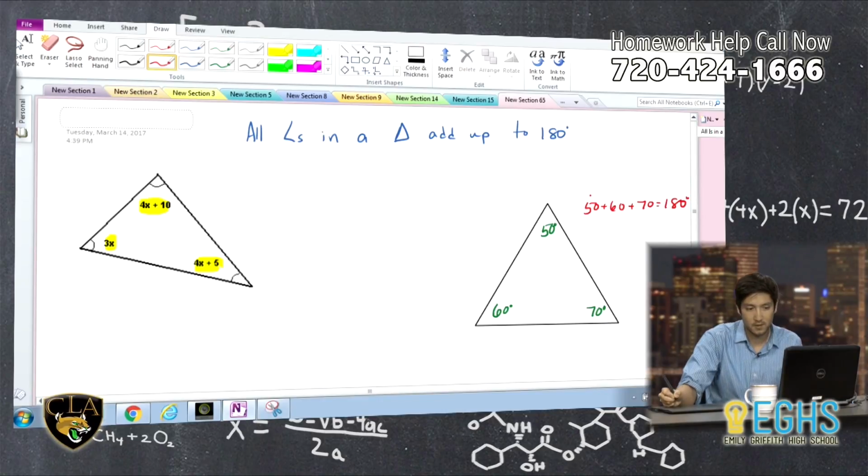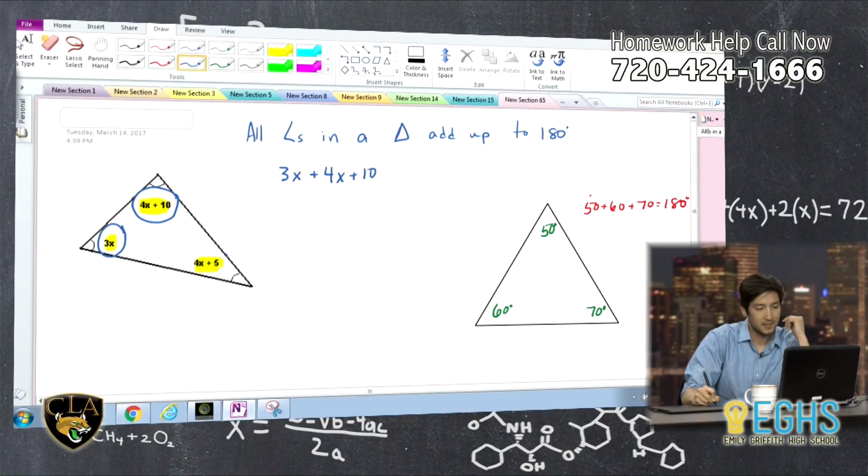And I like to do these examples just to show, sometimes the algebraic expressions can get a little confusing. So if you think about it with numbers and then apply the same to these variables, it makes a little bit more sense. So literally all we're saying is this angle, 3x, plus this angle, which we're referring to as 4x plus 10, that's some relationship with x, plus this angle, and I'm going to put these in parentheses so it's obvious that they're separate, 4x plus 5 has to add up to 180 degrees.